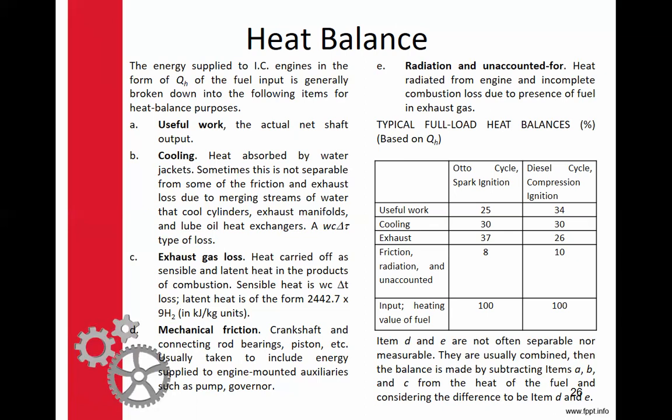So, here is our typical full load heat balance in percentage based on QH. For the Otto cycle engine, useful work is 25%, cooling is 30%, exhaust is 37%, friction, radiation, and unaccounted is 8%, and the input heating value of fuel is 100%. For the diesel cycle compression ignition engine, useful work is 34%, cooling is 30%, exhaust is 26%, friction, radiation, and unaccounted is 10%. So the input is 100%.